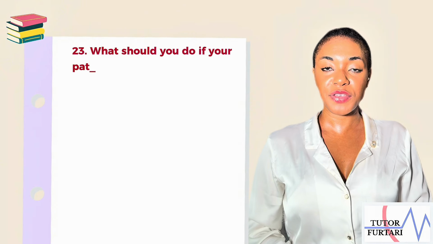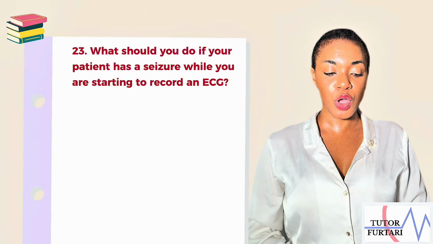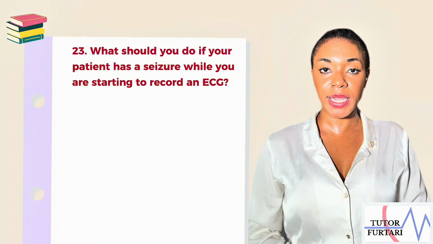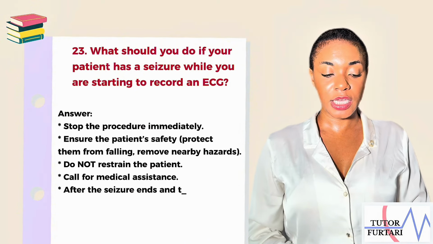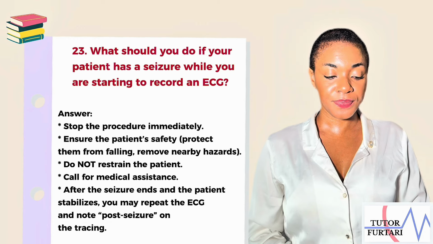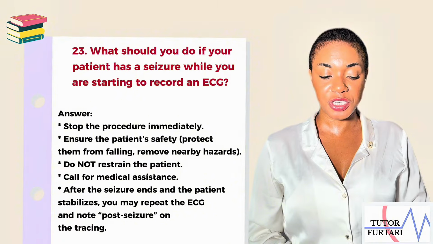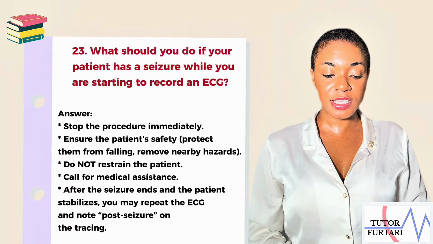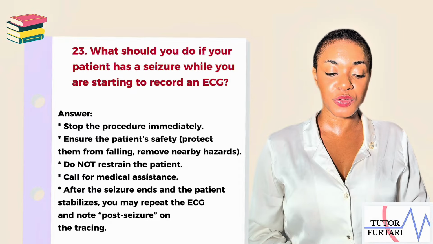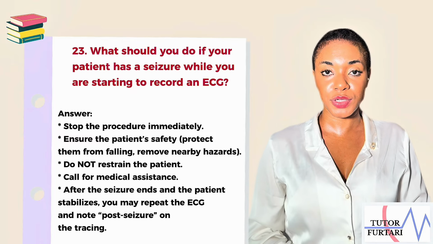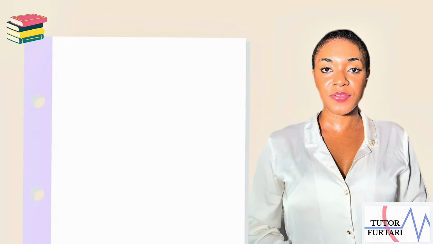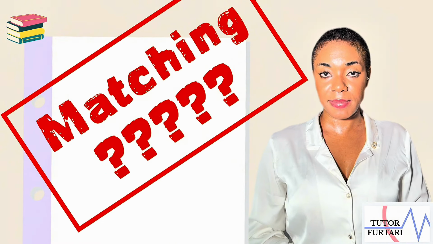23. What should you do if a patient has a seizure while you are starting to record an ECG? These are the steps you would take. You stop the procedure immediately. You ensure the patient's safety. Do not restrain the patient. Call for medical assistance. And after the seizure ends and the patient stabilizes, you may repeat the ECG and note post-seizure. The next series of questions will be matching.